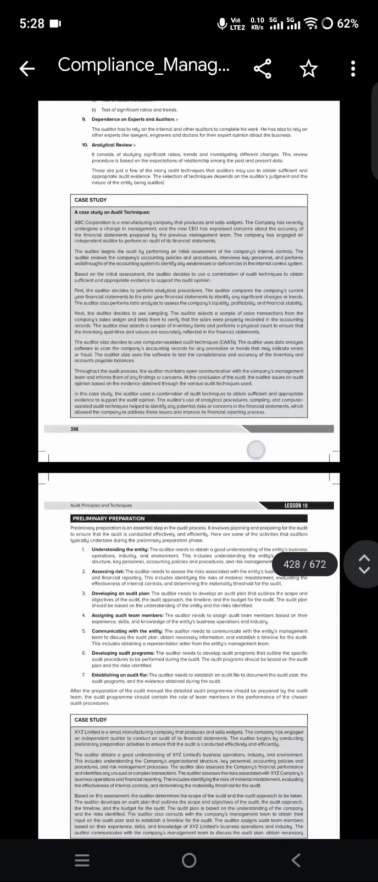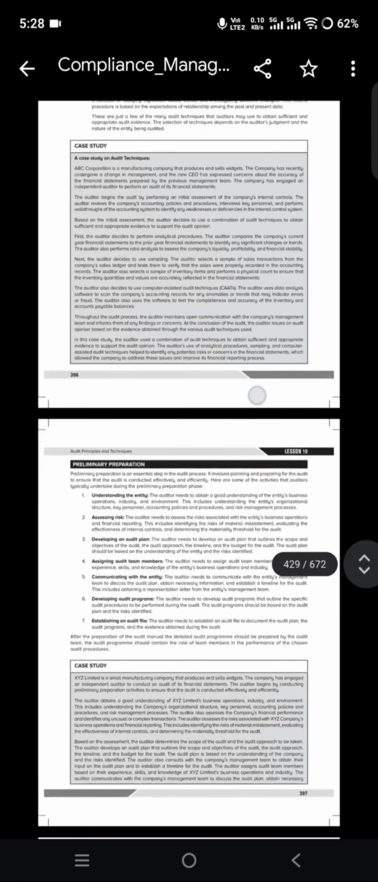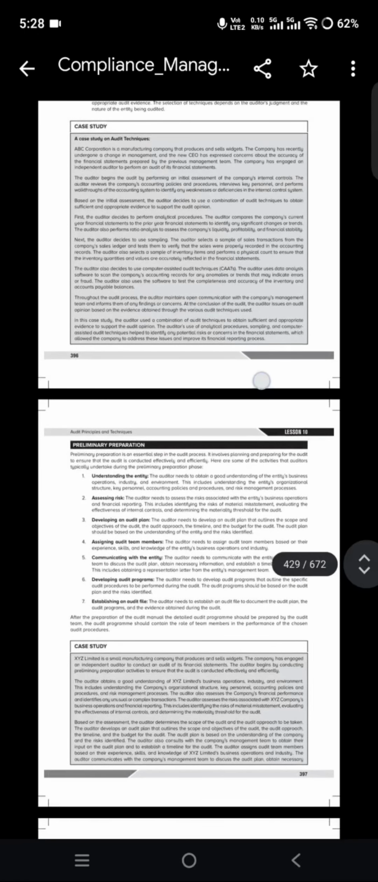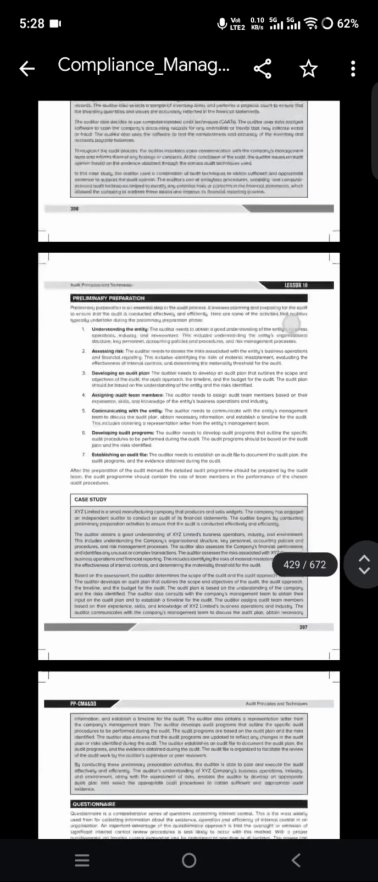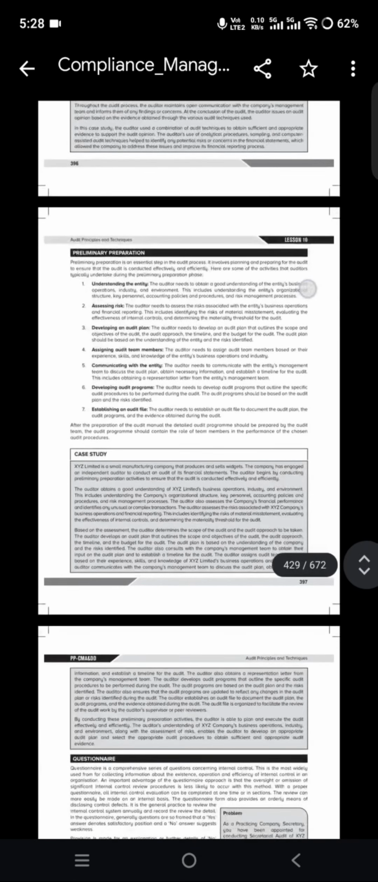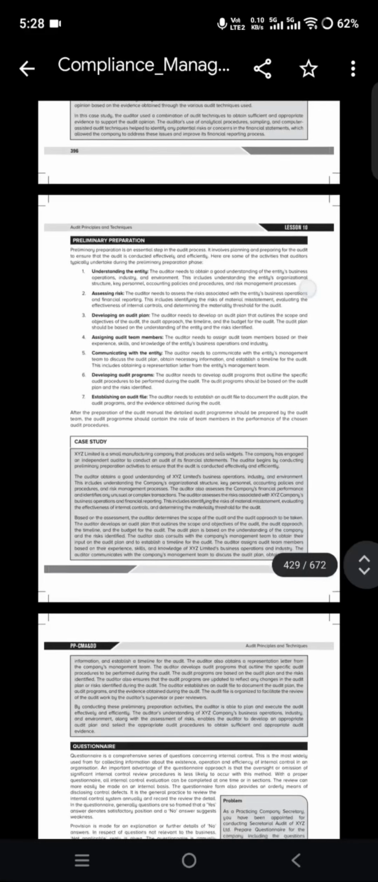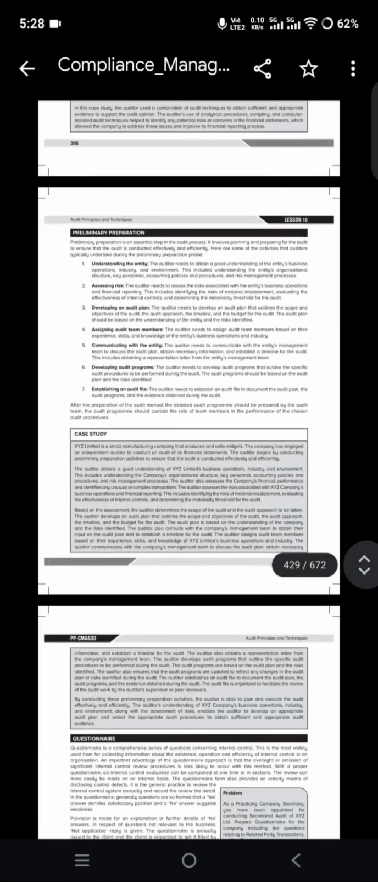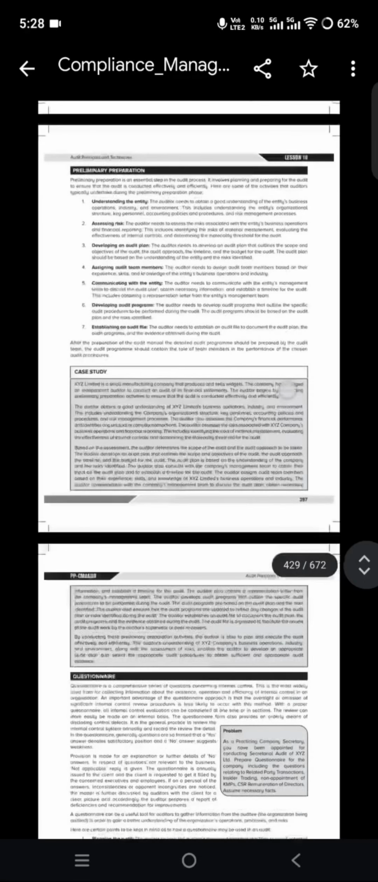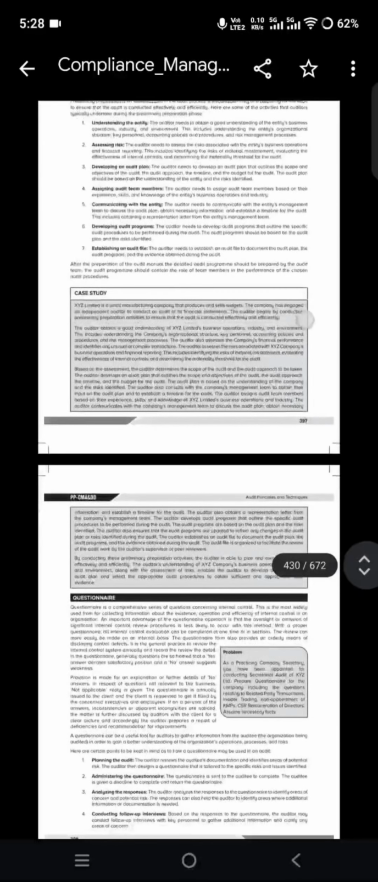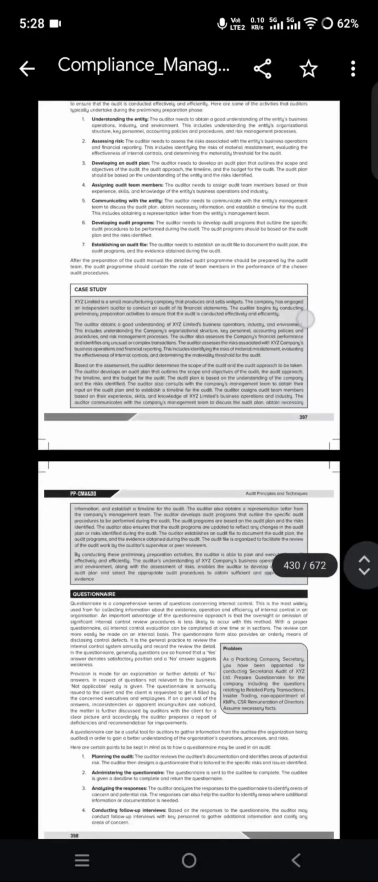So, first point, understanding the entity, assessing the risk, developing an audit plan, assigning audit team members, communicating with the entity, developing audit program, establishing an audit file. So here we can write like before intro, we can add before starting the audit, the auditor will go through the following steps. First, intro like 1-2 lines, we write this sentence and start the answer.